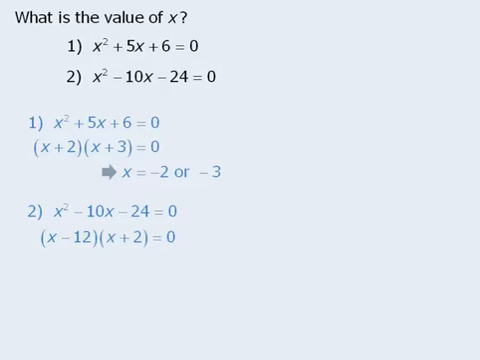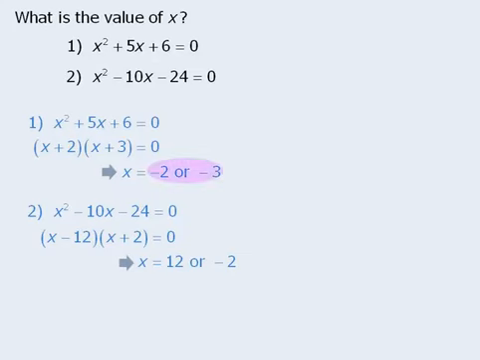Now, when we factor the left-hand side correctly, we can see that if x minus 12 times x plus 2 is equal to 0, then x must equal 12 or -2. Notice that the two statements no longer contradict each other.